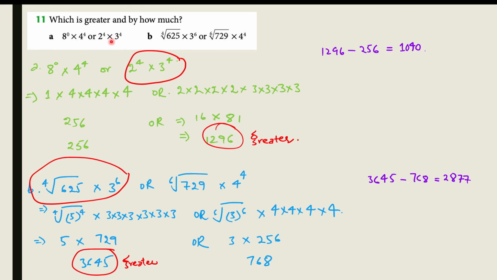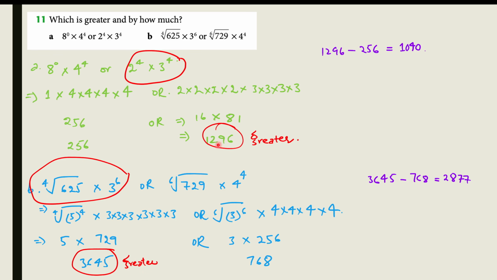Now coming to the second expression of the question, we have 2 raised to the power of 4 multiplied by 3 raised to the power of 4. So 2 raised to the power of 4 means 2 multiplied by 2 multiplied by 2 multiplied by 2, and 3 raised to the power of 4 means 3 multiplied by 3 multiplied by 3 multiplied by 3. Now 2 raised to the power of 4 is equal to 16, and 3 raised to the power of 4 is equal to 81. So 16 multiplied by 81 is equal to 1296.